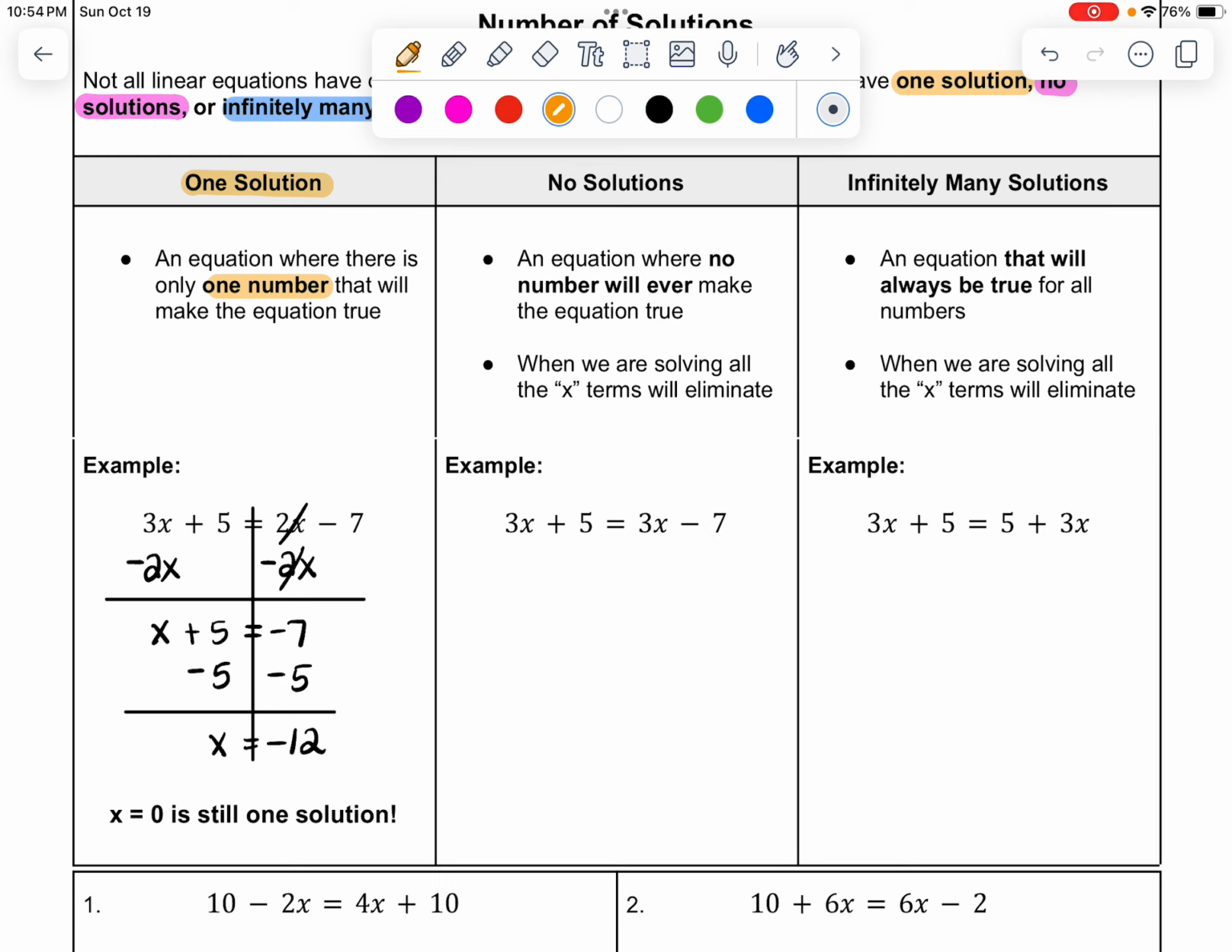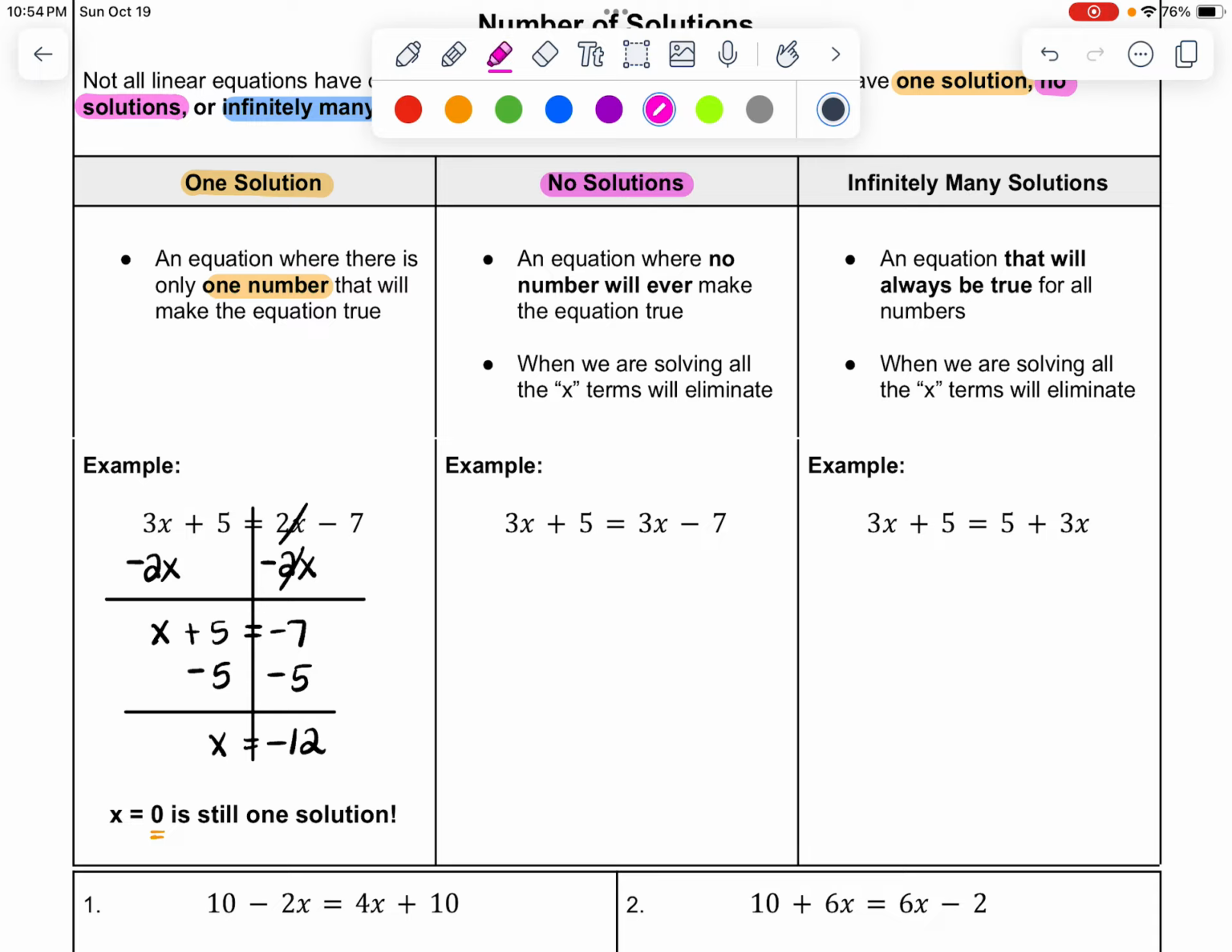One important thing to note is that 0 is a valid number. If you get x equals 0, that still means that there's one solution. It just happens to be 0. Let's take a look at an example where we will actually find out that there are no solutions.